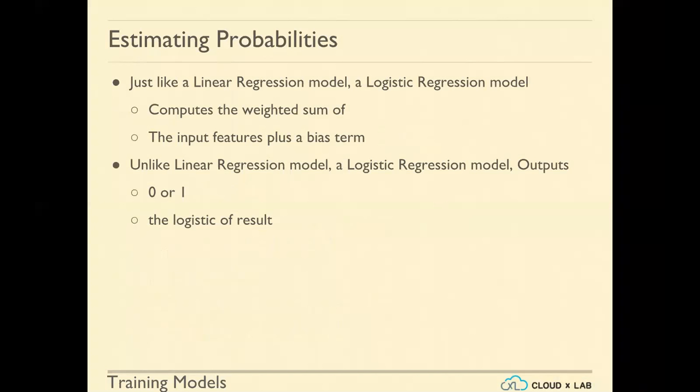Just like a linear model, a logistic regression model computes the weighted sum of the input features plus a bias term. Unlike a regression model, a logistic model outputs 0 or 1, the logistic of the result. Let me take a step back and explain. What did we do in linear regression models? We computed the weights and multiplied them with the various inputs.